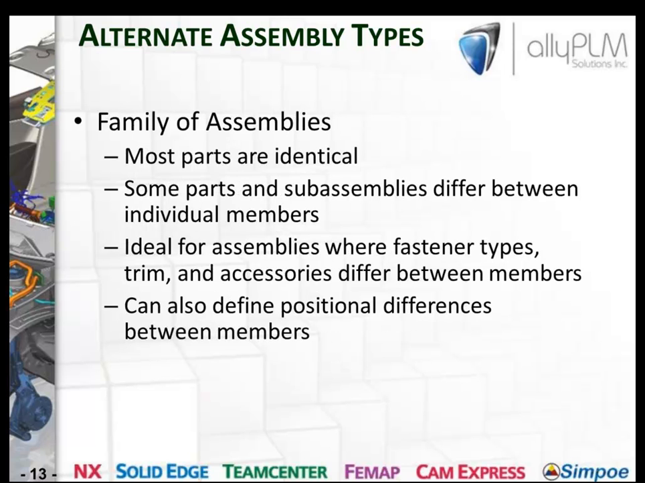For the family of assemblies, most of the parts are identical, but some of them will be different. Maybe a subassembly will be different. So that's for stuff where maybe you have one configuration that has one door and one that has two, or you have trim that's different between the different models.